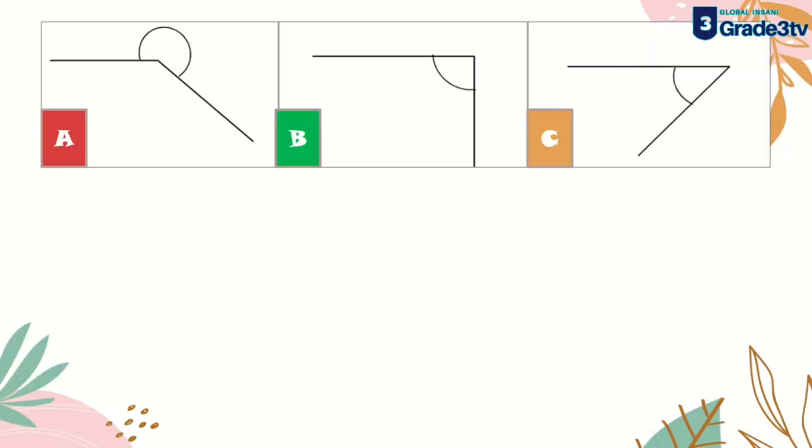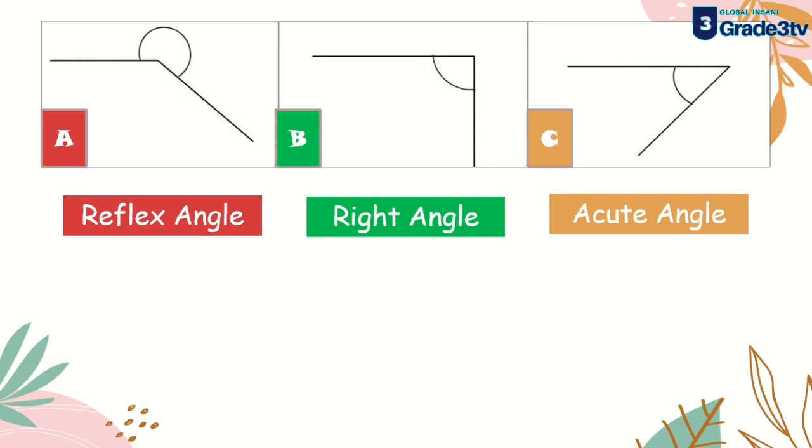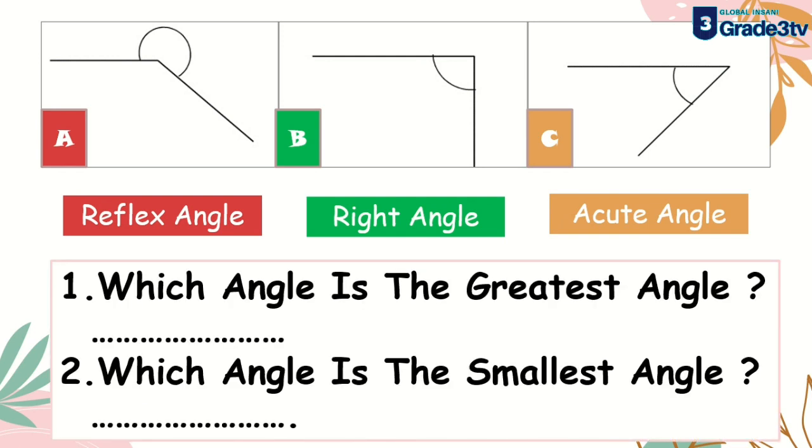Okay friends, look at this picture. Picture A, B, and picture C. The first is a reflex angle. Picture B is a right angle, and the last picture C is an acute angle. Okay, now, which angle is the greatest angle? Do you know, friends? Reflex angle, right angle, or acute angle? Yeah, good job! It's angle A, the reflex angle.